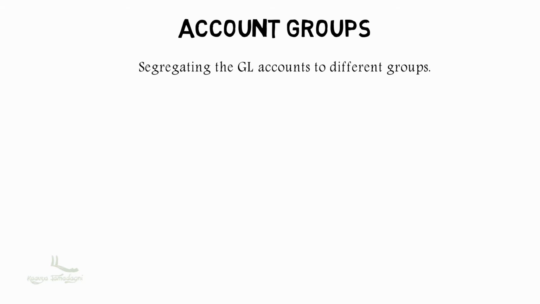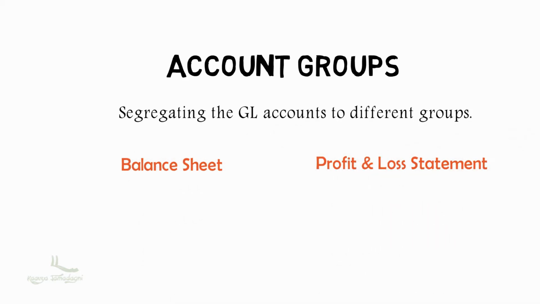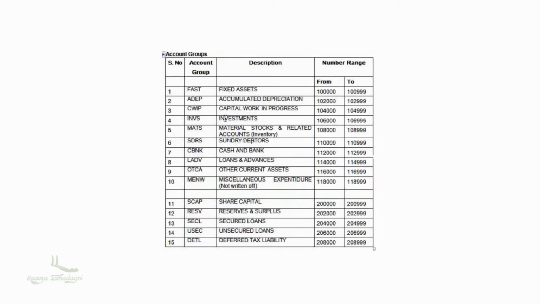In SAP, it is mandatory that you have at least two groups. One is balance sheet and another is profit and loss account. But based on your business requirement, you can have more than two. So this is the screenshot from one of the project blueprints. Here you can see the account groups defined and their number ranges.